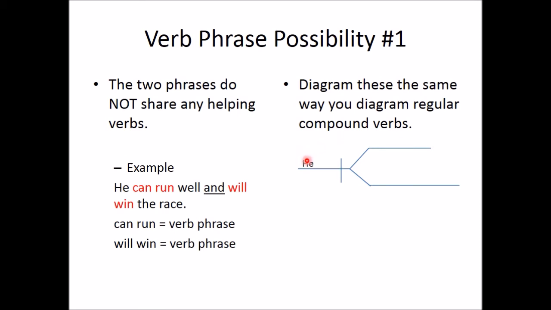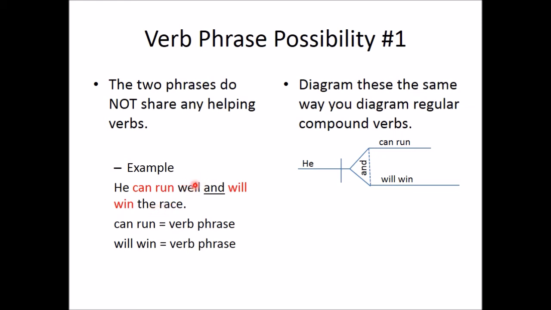So here we go. He, the subject, goes on the left. Our 2 verb phrases, can run and will win, are going to go in our spots for our verbs. Then we're going to add our coordinating conjunction, dotted line, and then and. Right? This sentence also has some modifiers. So he can run well and will win the race.